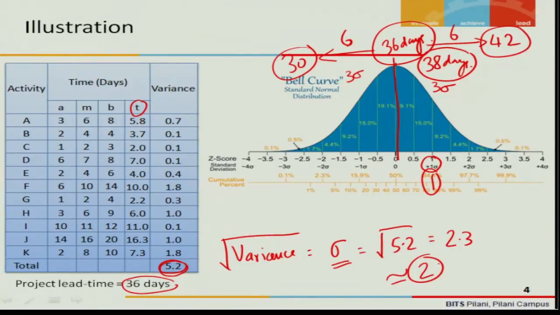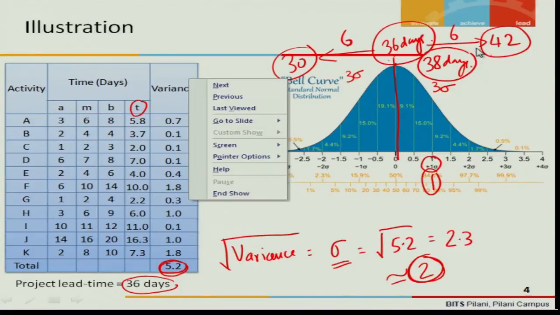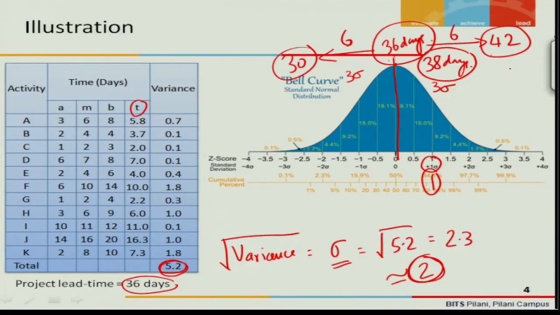Now we know that our standard deviation is 2. So if you take 3 sigma to the left and 3 sigma to the right, you will take 6 days to the left and 6 days to the right. That means that the total project variability or the dispersion will be from 30 days to 42 days. With this, you will be able to understand that this project is going to take 36 days normally. But in an eventuality, it can vary between 30 and 42 days. It will not go beyond that, is what we will know.